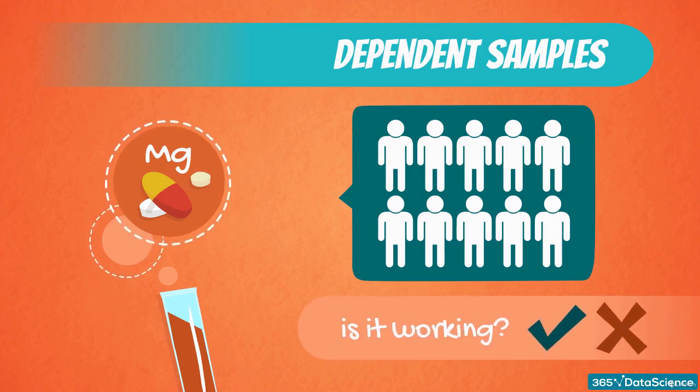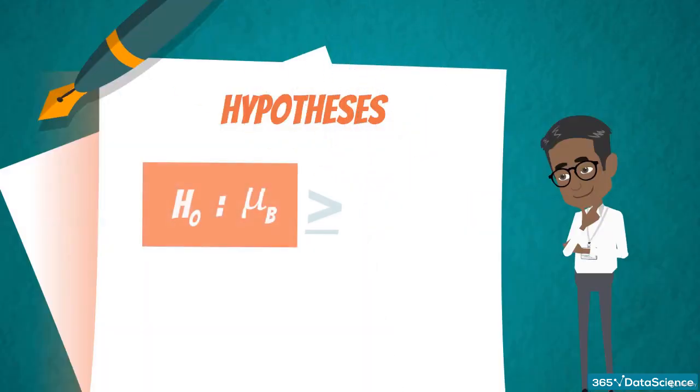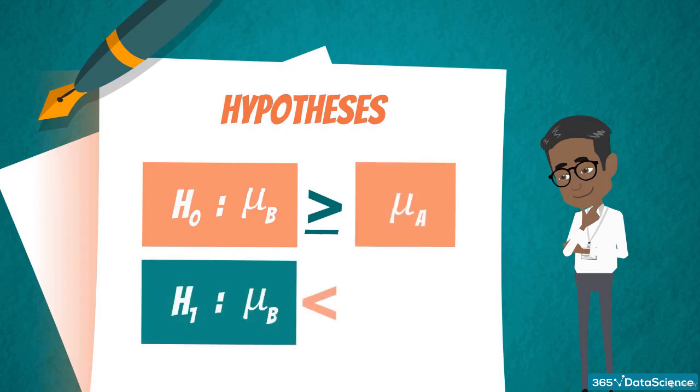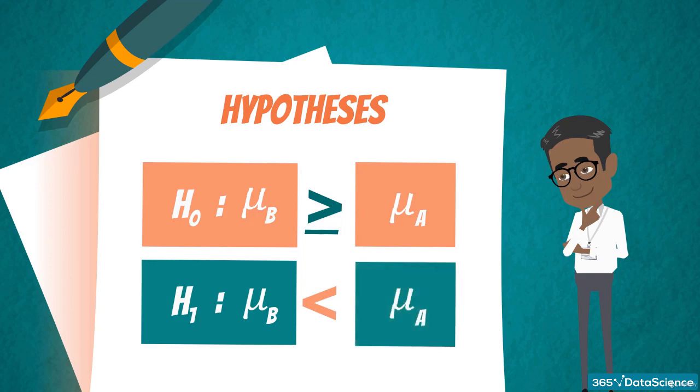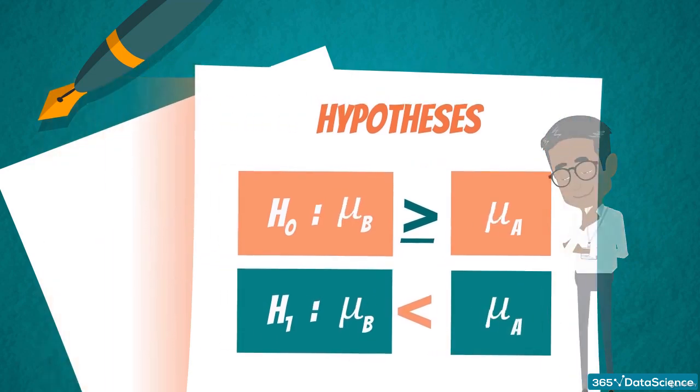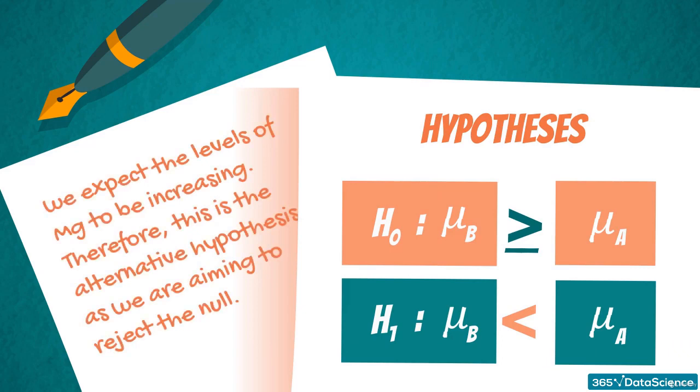All right, let's state the null hypothesis. The population mean before is greater or equal than the population mean after. The alternative is that the population mean before is lower than the one after. Once again, we want to know if the magnesium levels are higher. We construct the null and alternative hypotheses in such a way so that we are aiming to reject the null hypothesis. We expect the levels to be higher, so in the null hypothesis, we state them to be lower or equal.